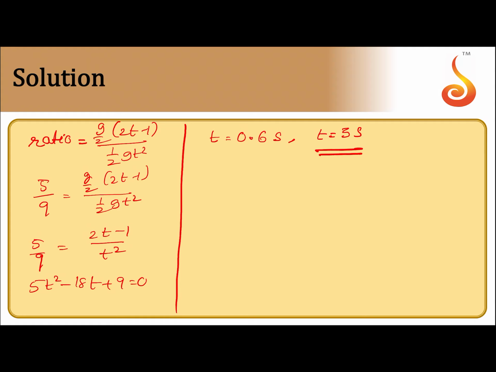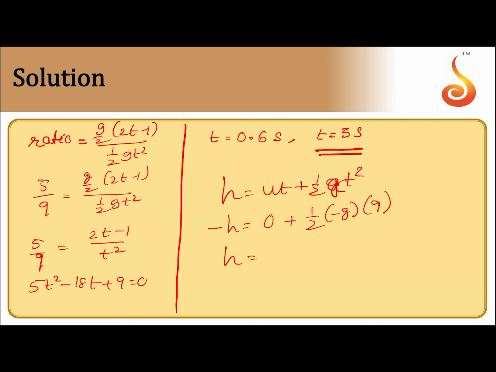So, how do I do that? h is equal to ut plus half at squared, or half g t squared. Half a t squared, we can substitute for that. So h is equal to, this is 0 plus half into g into t squared, that is 9, or h is equal to half into g into 9.